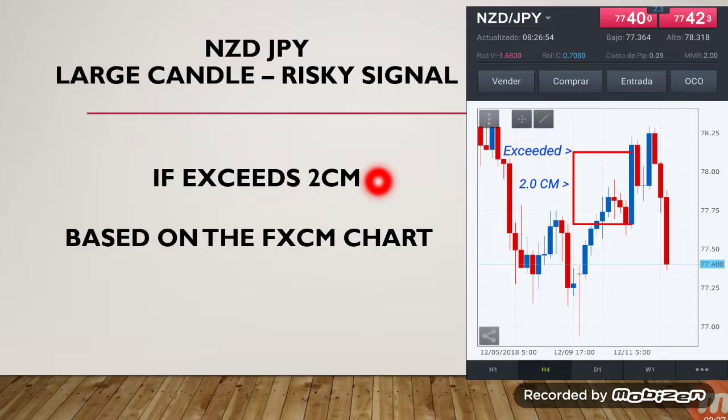However, unfortunately, as you can see, the market did not move by much and eventually reversed and took out our stop loss. The reason for this is that this candle here was much too large. It exceeded the 2 centimeter maximum, which is what I found to be the maximum that can be traded. Any candle above this size generally is found to be very risky.